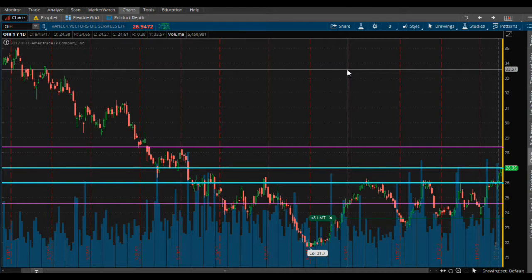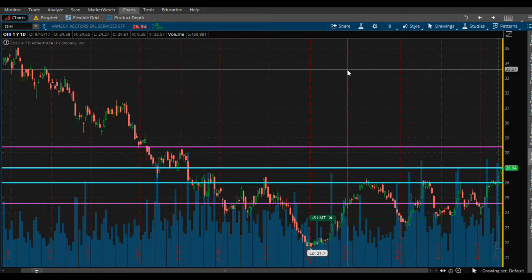Our yellow vertical line is our current date. This is when we initiated the trade, and as we come to the trade, we will look back at it. We are live right now. It is 11 o'clock in the morning, and so you will see the price change. OIH has continued to move up today, which is interesting.